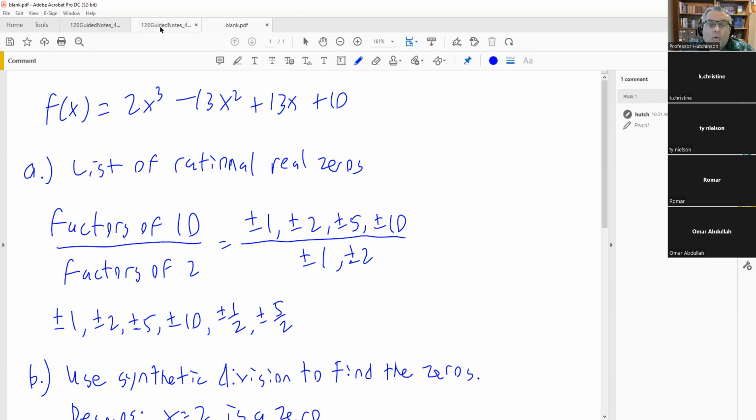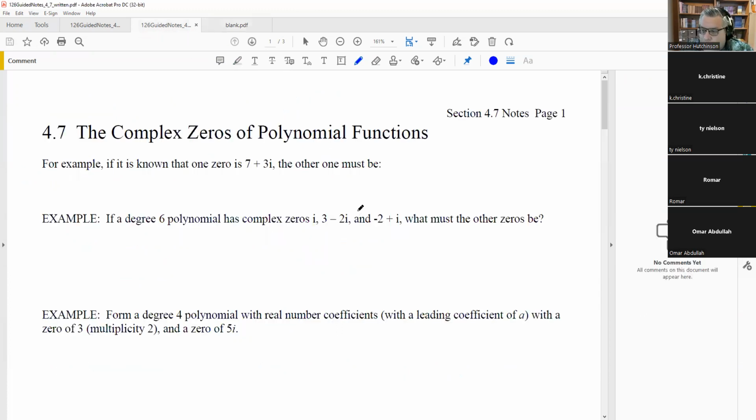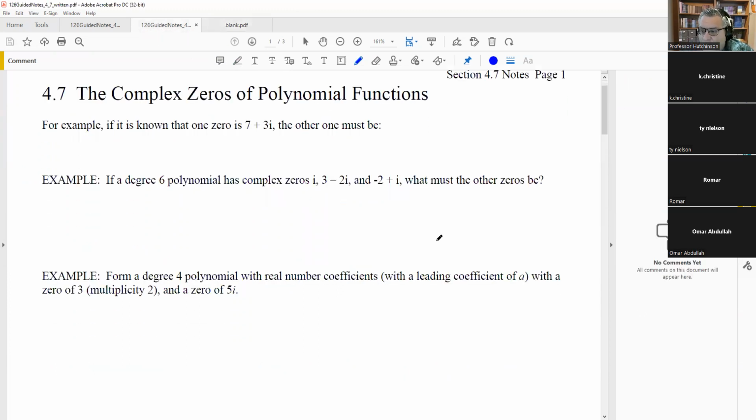All right, so now we're going to go to 4.7, and this is the last section that we have of new material for test number 2. So your test number 2 this week will include this section as well, 4.7. We'll be doing review tomorrow.